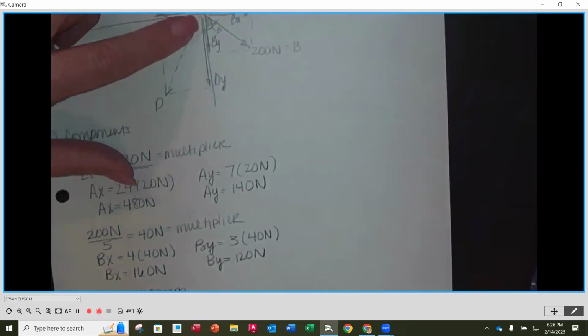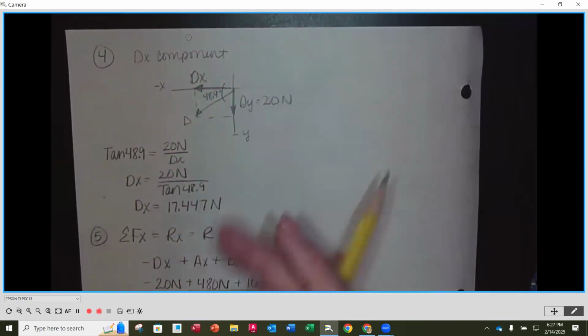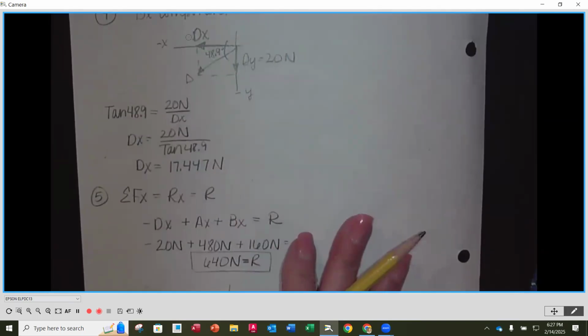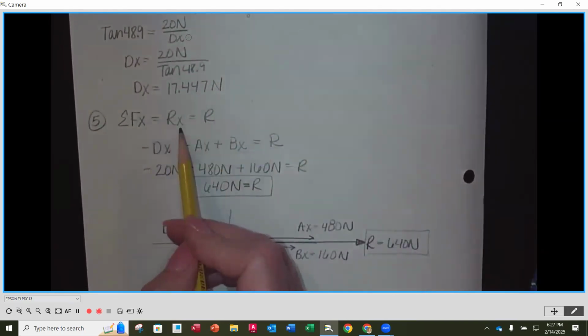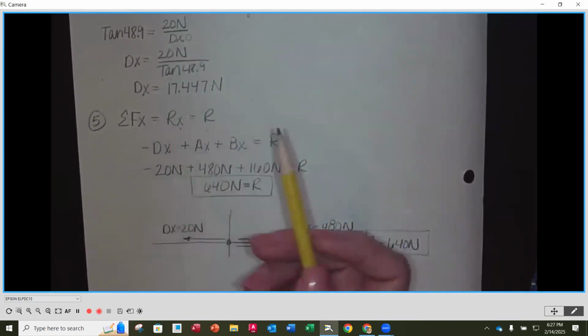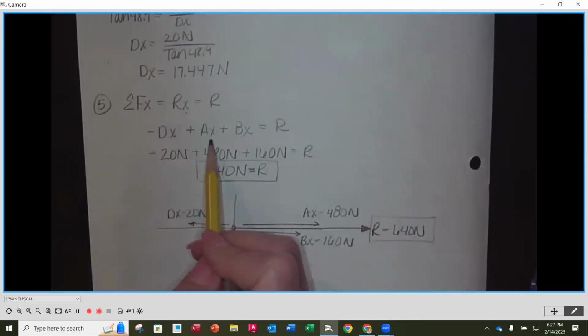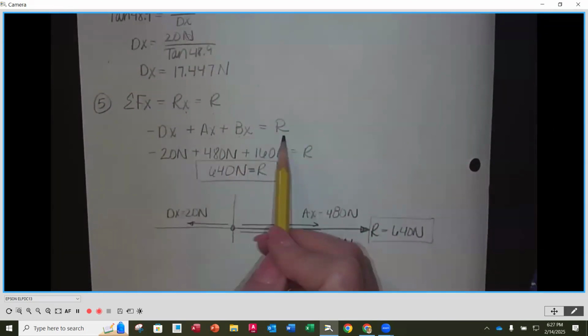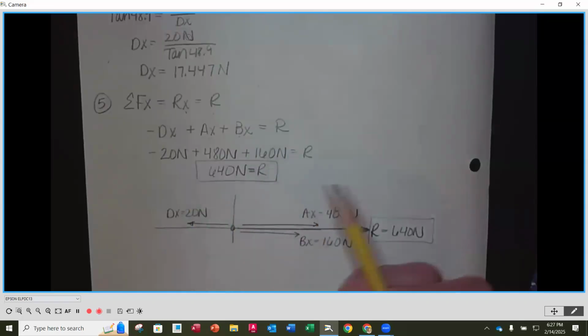So now that we know that DY is 20 newtons, if we have the 48.9 degrees as the angle for the direction of that cable, then we can calculate what the DX is going to be. So on the other side here, we find the x component, DX, and we know that to be 17.447. And now we are going to sum our forces in the x direction, which we can say is the resultant x component, but because the resultant has to be only in the x direction, that's also going to be the actual resultant, because there is no y component. So now we can say negative DX, it's pointing to the left, plus AX plus BX is equal to our resultant. Putting those numbers in place, we get our resultant equal to 640, all going to the right.